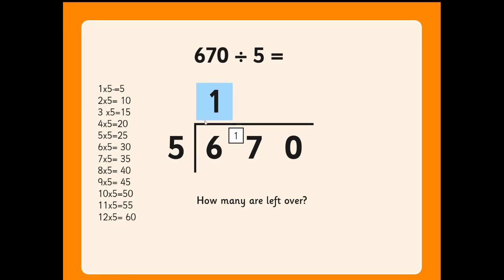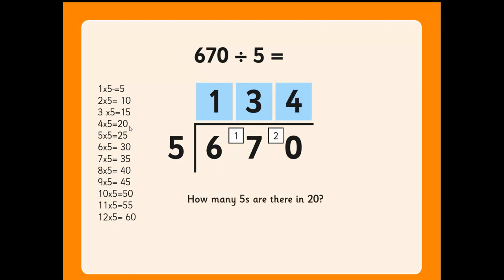How many groups of 5 can I make from 17? If I have a look down my list, the closest I can do is 3 lots of 5. So I'm going to write 3, because 3 times 5 is 15, and then I've got remainder 2. How many 5s then go into 20? Look down my list. I can see that 4 lots of 5 is closest, isn't it? So my answer is 134. 670 divided by 5 is 134.